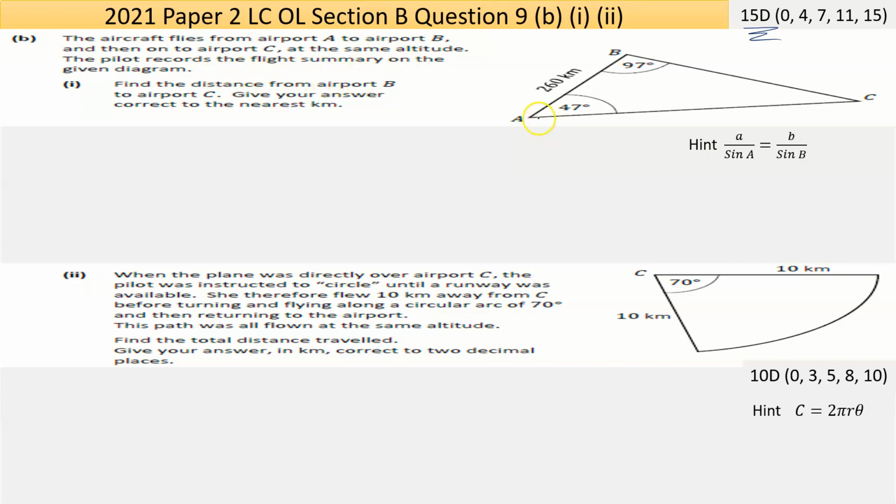So it goes from A to B, then turns, goes to C. And it says find the distance from airport B to airport C and give your answer in kilometers. So basically, put a big question mark there. That's what I'm looking for. Eyes on the prize. Now, if you want to redraw the triangle, that's cool. Maybe no harm. 47, 97, and 260. Now, don't worry about the labeling.